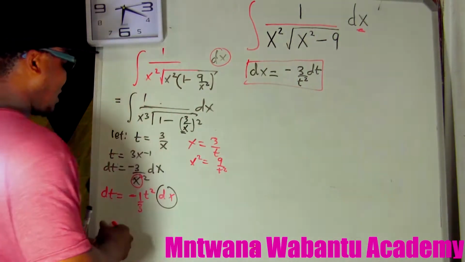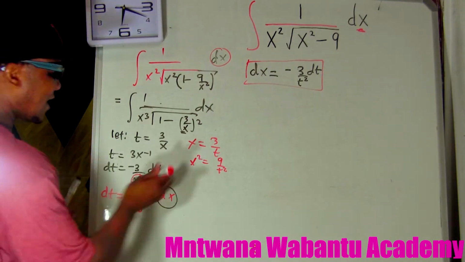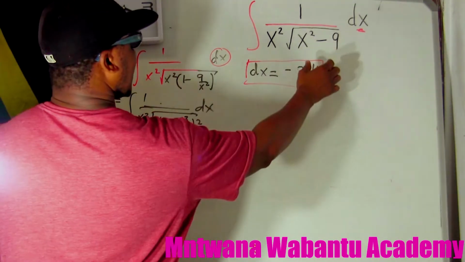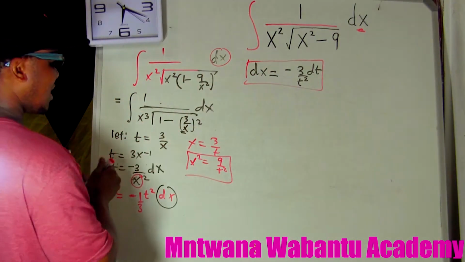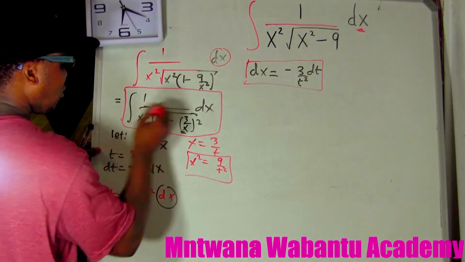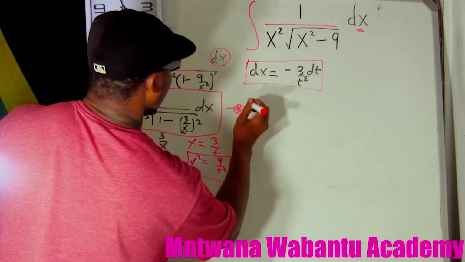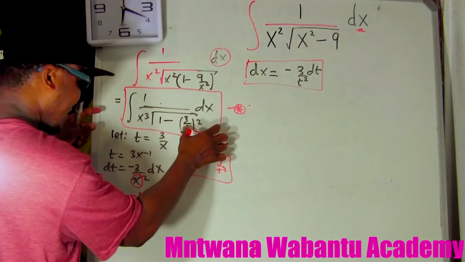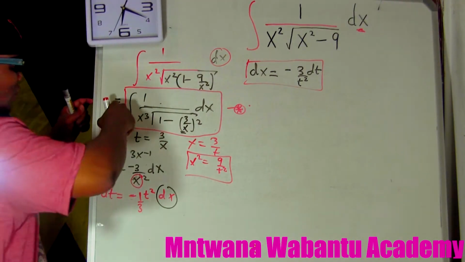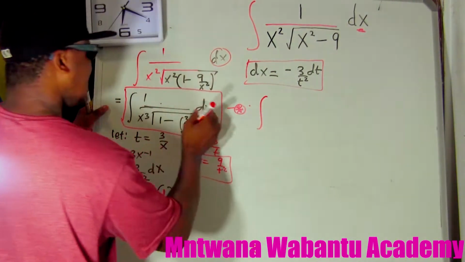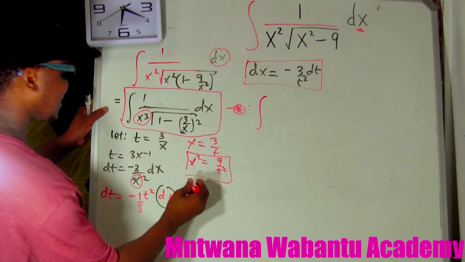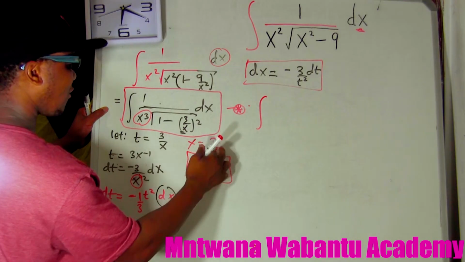What is x squared? x squared is also simple, because we already have it: x squared equals 9 over t squared. So we can simply replace all of this. This is the one we need to substitute, because we restructured. So we have the integral, dx. What is x cubed? Because we need x cubed. Cubing this, it's going to be 27 over t cubed.